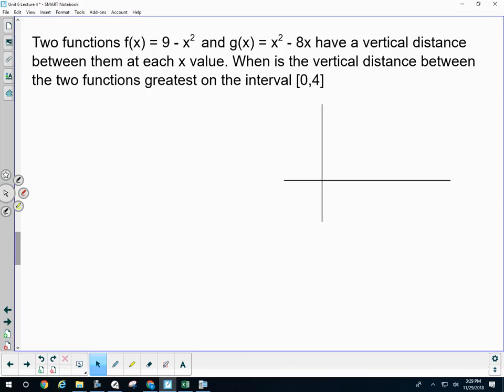Another type of max-min thing. You've got two functions, 9 minus x squared and x squared minus 8x. So 9 minus x squared kind of looks like this. I'm going to be exaggerated. X squared minus 8x is going to have a 0 at 0. And if I wanted to, I could see where they intersected, but whatever. Let's say it looks like that. Okay? So this is f and this is g.